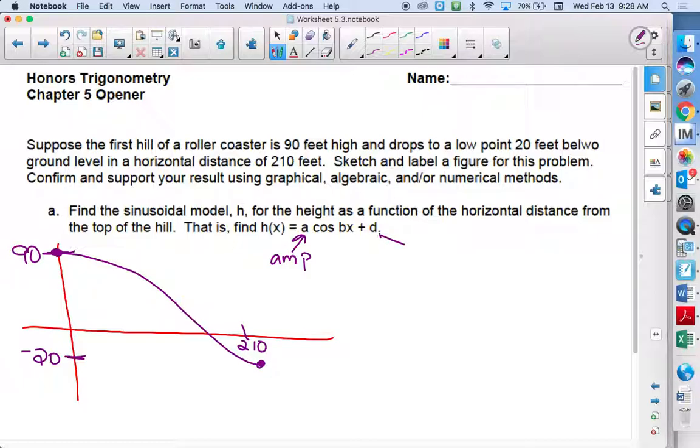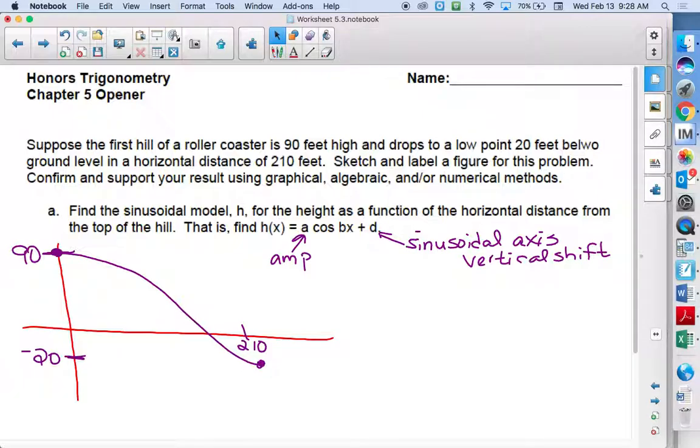I know D is the phase shift. Not the phase shift. You're close though. Instead of shifting it left and right, horizontal, it's the vertical shift. That part we call the sinusoidal axis. So it's the vertical shift. That's the D. The B helps us find the period. So that's what the B value does. So let's talk about the sinusoidal axis first.